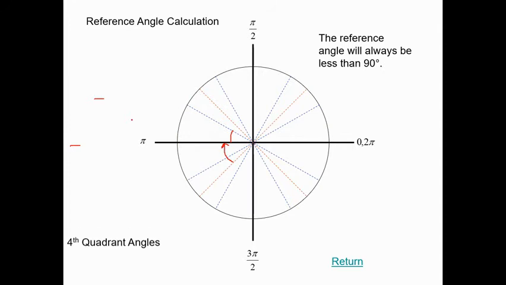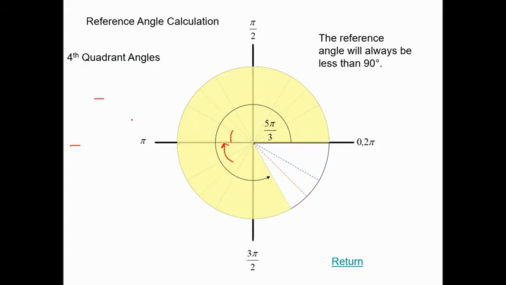Okay, let's take a look at what happens in the fourth quadrant. So we have an angle that goes into the fourth quadrant. Notice our blue section, that would be our reference angle. And instead of taking it from pi, we're going to take it from the 2 pi. So we'll have 2 pi minus the 5 pi over 3. So that means 2 pi is 6 pi over 3, and we'll subtract the 5 pi over 3, and that equals pi over 3, which is 60 degrees. Okay, and that would be considered your reference angle.